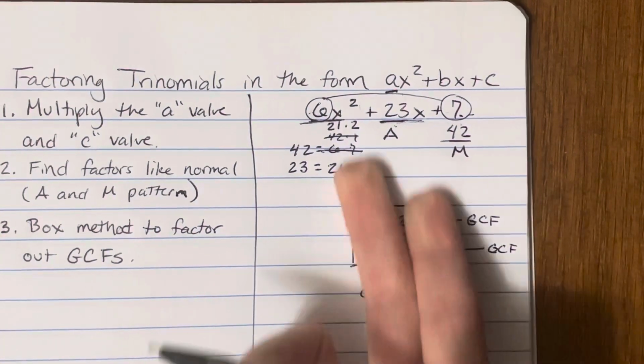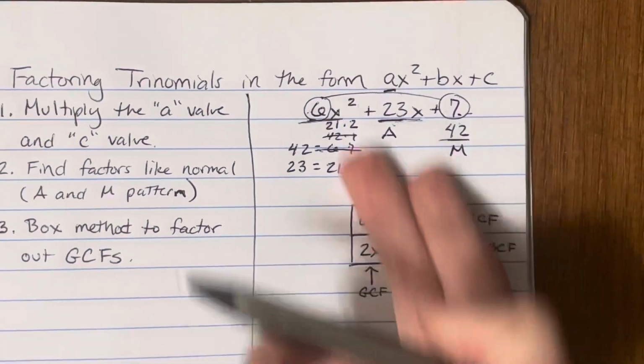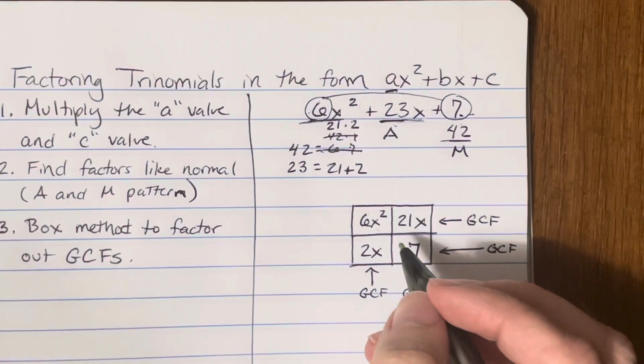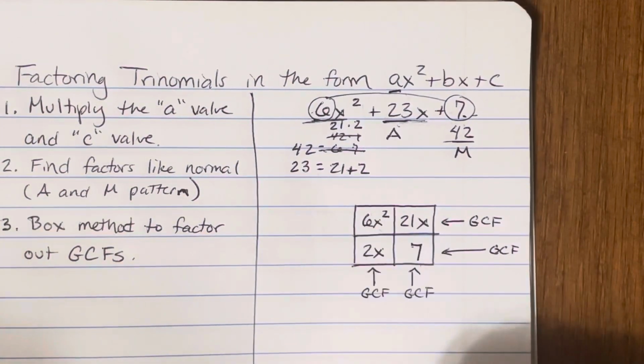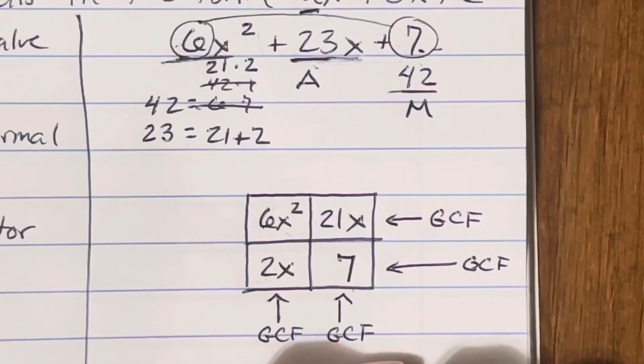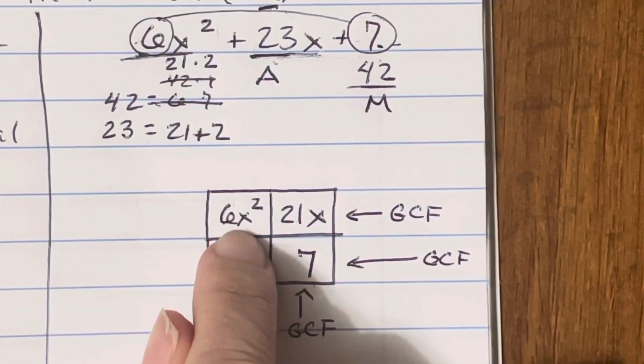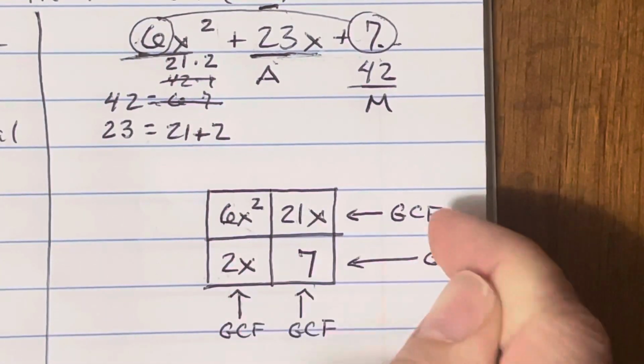So we're going to push a greatest common factor out both upwards and to the left. All right, so let's do that. Here's how that works. I'm going to look first across my top row here. I'm going to zoom in a little bit so you can see this better. What do 6x squared and 21x have in common?